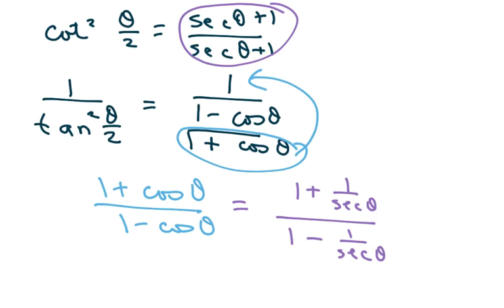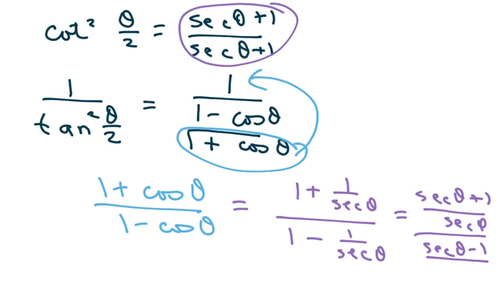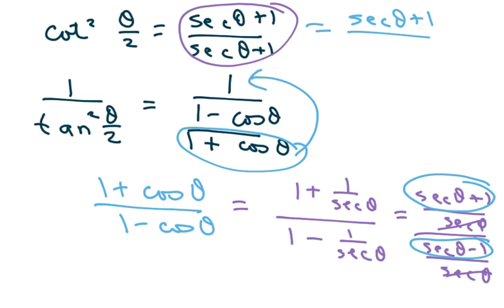And then do your common denominator, so you're going to get secant theta plus 1 over secant, and secant theta minus 1 over secant. And those two cancel, so our end result is our numerator over our denominator, which equals secant theta plus 1 over secant theta minus 1.